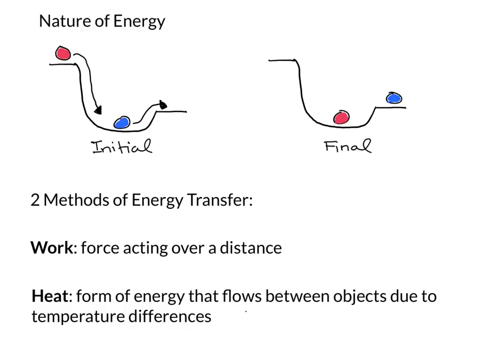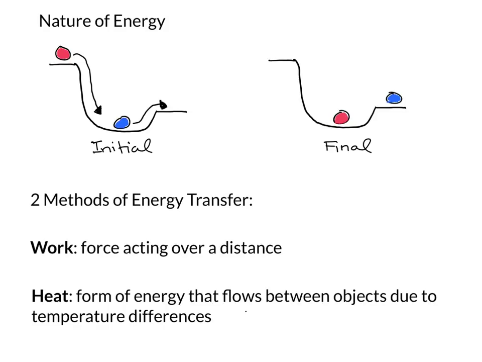Now, work is force acting over a distance, and that's the interplay that we see between the red and the blue ball. The red ball is doing work on the blue ball to give it its new position. Now, as we said, if that was a one-to-one relationship or a direct relationship, we would expect the blue ball's elevation to be higher. However, there has been some other mode of energy transfer because the potential energy that was possessed in that red ball did not get completely transferred to this blue ball. So, what is the other option? The most likely option is heat, and heat is basically a form of energy that flows between objects due to temperature differences.